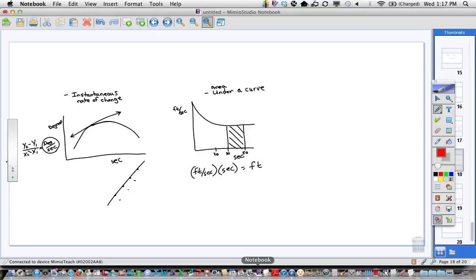Right? We took the y units and multiplied by the x units and got this. Look at what we did for rate of change. We took the y units and divided by the x units. So again, they have this inverse relationship. Y units divided by x units gives us rate of change. Y units times x units gives us this idea of area. All right, so that's the definite integral.